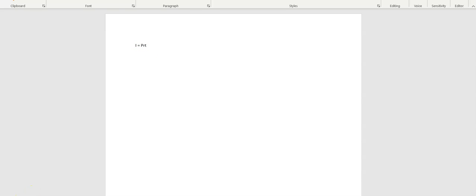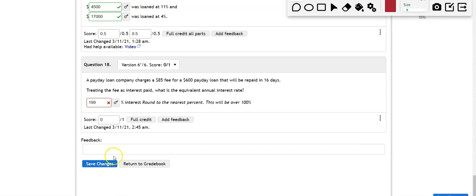All right, now let's go back to the problem and notice that we're going to pay an $85 fee, and we're going to treat that as if that was our interest. So we're going to pay $85 in interest. We're getting a $600 loan, so that's our principal, for 16 days. And this is probably what's stumping you, because normally when we're talking about an annual interest rate, 16 days is only a small part of a year.